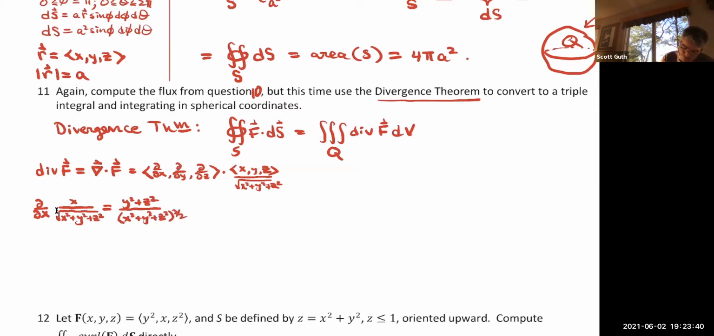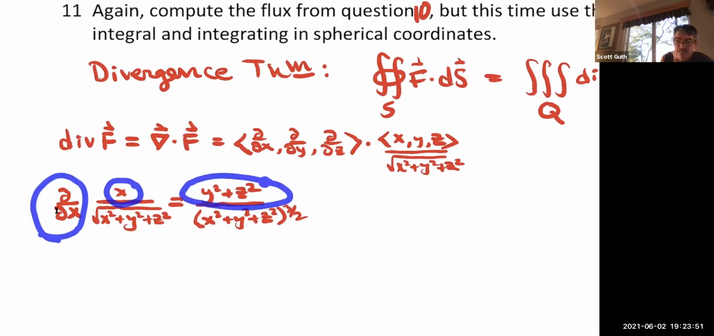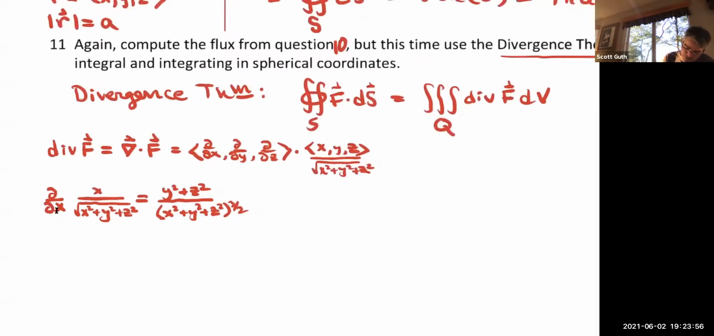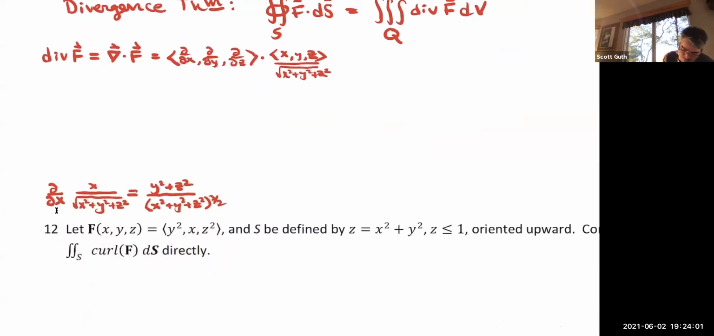So notice when we take the partial with respect to x of the one that has the x in the numerator, the result has a y and a z in the numerator. Okay. So I'm going to move that down a little and out of the way, and maybe put it in parentheses. So when you do this dot product, first the partial with respect to x, which I just showed, is going to be y squared plus z squared over that denominator.